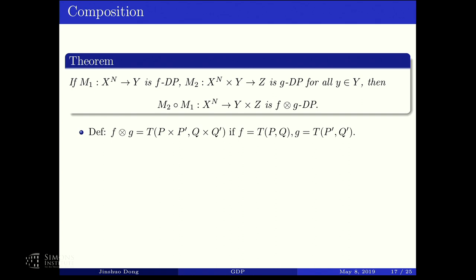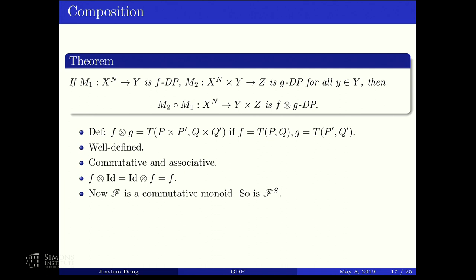So there are a few properties. First, it's well-defined. It doesn't depend on the choice of P, Q, P prime, Q prime. And second, it's commutative and associative. That is actually very easy to see. And this perfect privacy serves as an identity in this product. So these are nice algebraic properties. Now, this collection of trade-off functions is, if you like the fancy word, a commutative monoid. But if you don't, just forget about it. And so is the collection of symmetric trade-off functions.